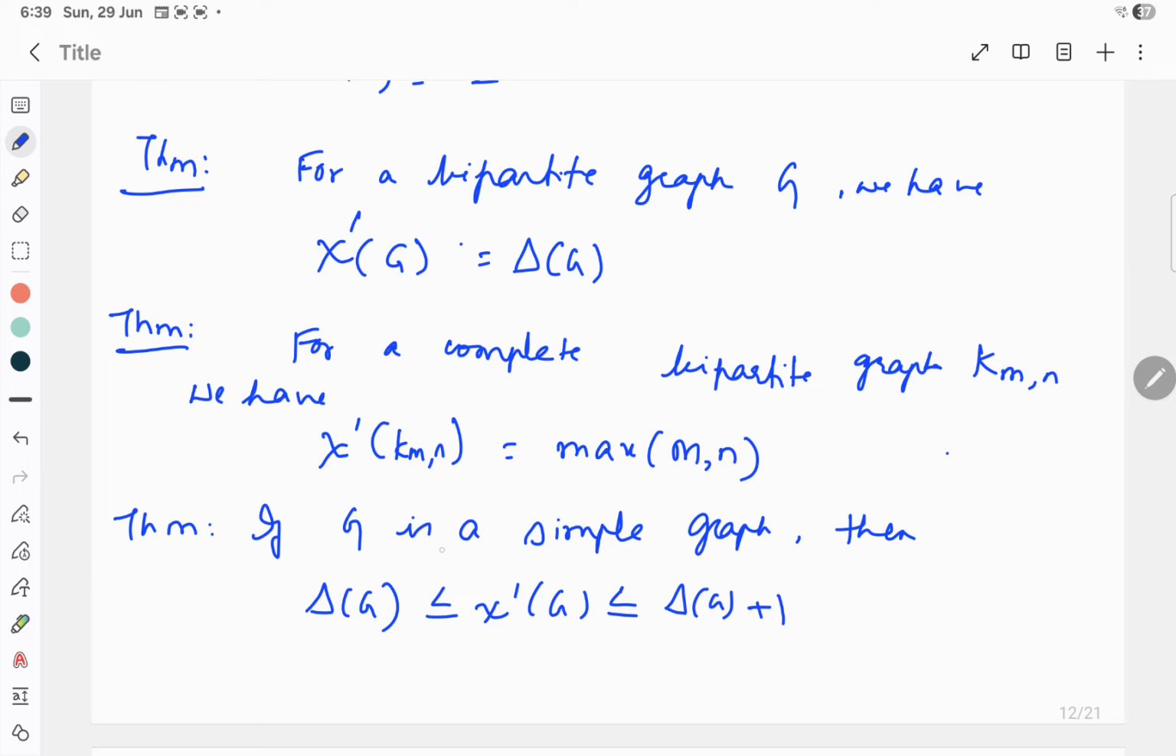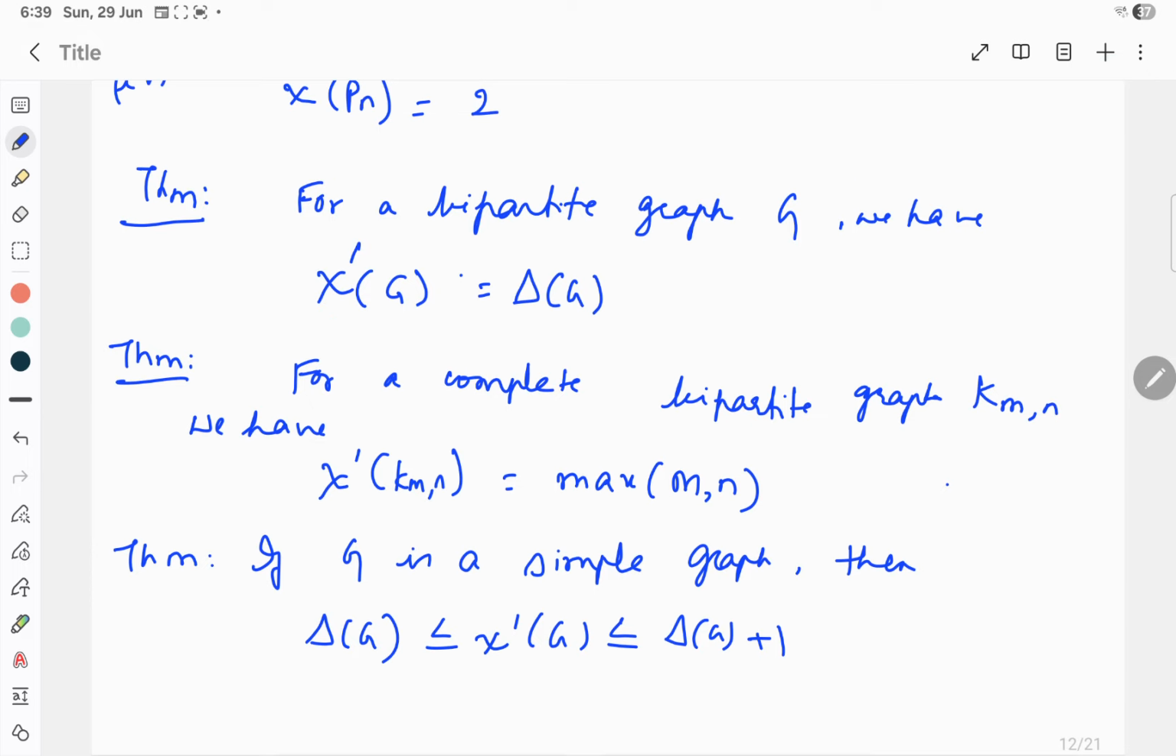Then if G is a simple graph, then the chromatic index of G lies between delta of G, that is the maximum degree of G, and the maximum degree of G plus 1. So these are a few important theorems whose results are very important. So thus we discussed edge coloring. We'll see the application in the next video. Thank you.